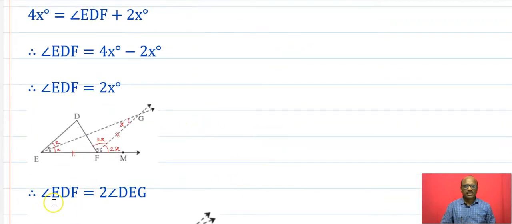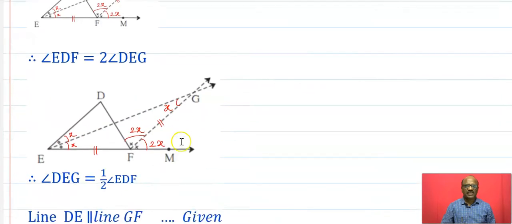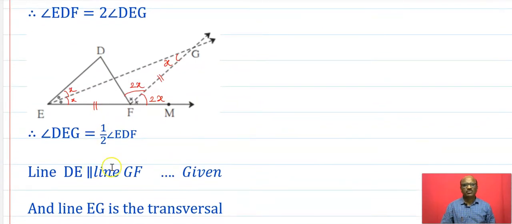Okay. Now, the measure of angle EDF is equal to 2 times the measure of angle DEG, and that's why the measure of angle DEG is equal to 1 upon 2 the measure of angle EDF. This is what we wanted to prove. Now, if we see triangle EFG, what about its base angles? The base angles are x and x, both are equal, and hence EF is equal to FG.